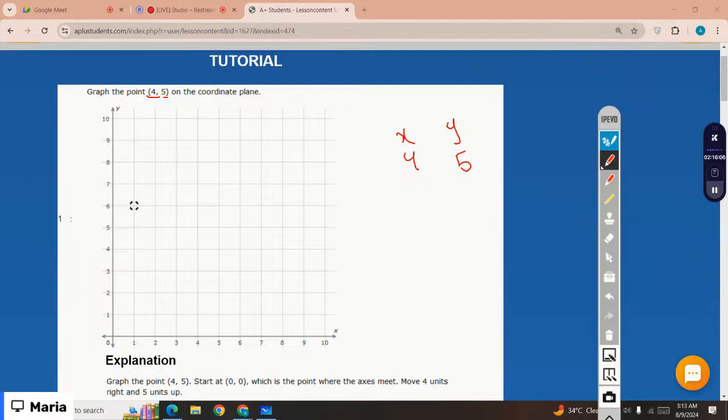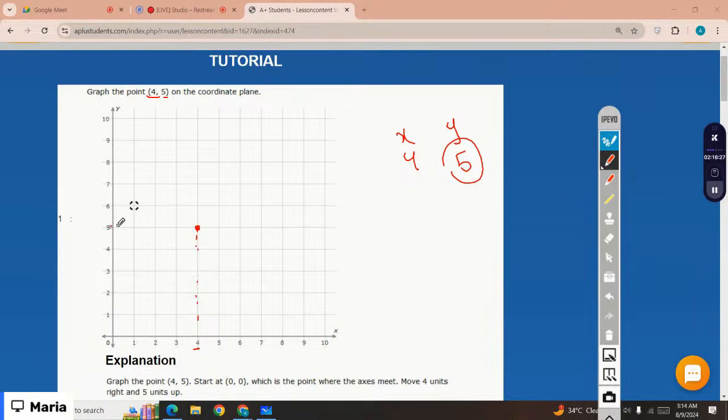Okay, so x is 4. Here is the x-axis and here is the 4. But you have to look at the y also. The y value is 5. So make a point exactly here, at the intersection of x 4 and y 5. So you can see those values on the x-axis.